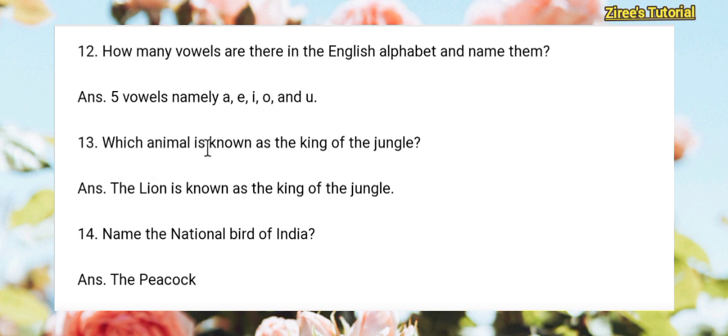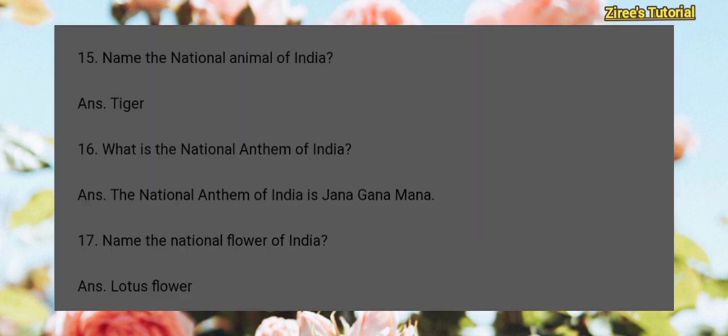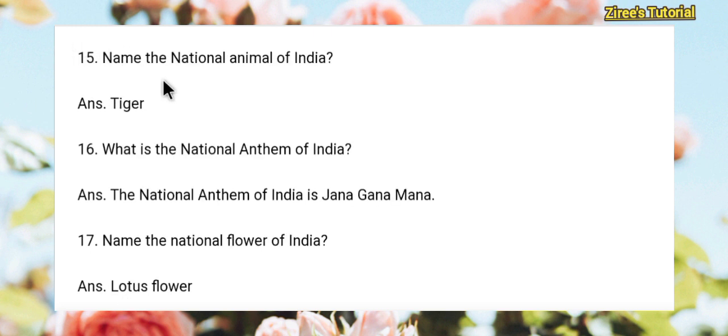Which animal is known as the king of the jungle? Answer: lion is known as the king of the jungle. Name the national bird of India. The peacock. Name the national animal of India. Tiger. What is the national anthem of India? The national anthem of India is Jan Gan Man.